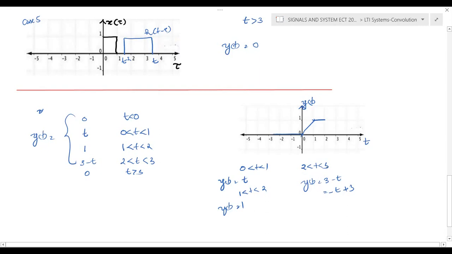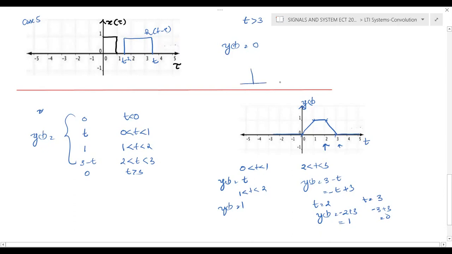This equation is valid only from 2 to 3. So if you substitute t equal to 2 in this particular equation, you will get y of t equal to minus 2 plus 3, that is 1. At t equal to 2, the signal amplitude is 1. And when t is equal to 3, it becomes minus 3 plus 3, which is equal to 0. So at t equal to 3, it is 0. So you will get a straight line, something like this. And greater than 3, it's again 0.